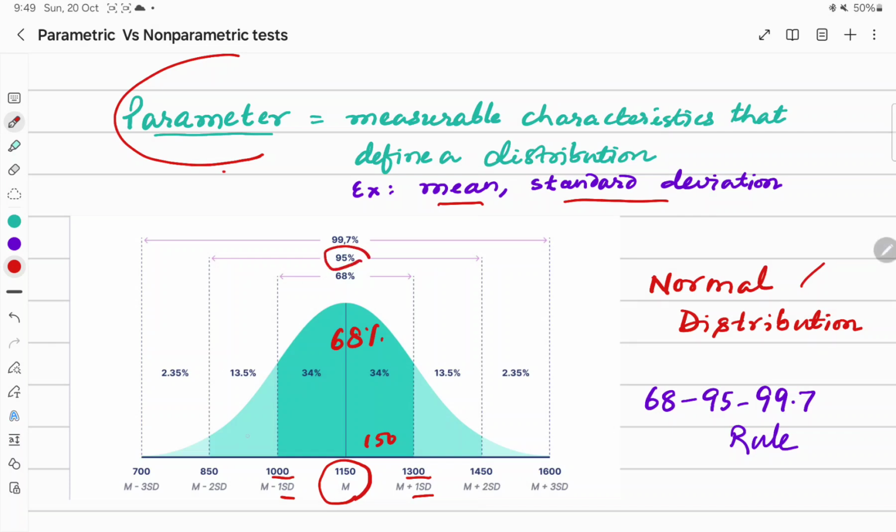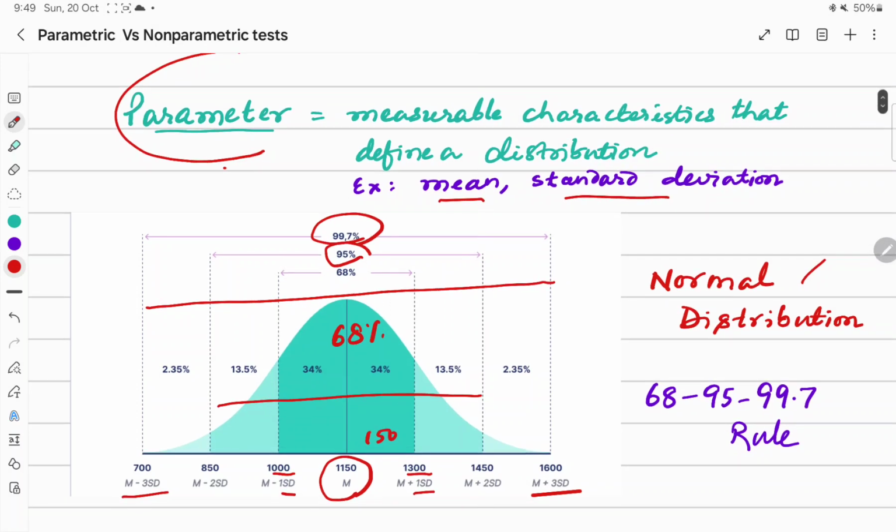95% of data comes within two standard deviations, and 99.7% data comes within three standard deviations. So mean minus three standard deviation to mean plus three standard deviation, that range almost covers 99.7% data. Then that data follows normal distribution. We call that the 68, 95, 99.7 rule.